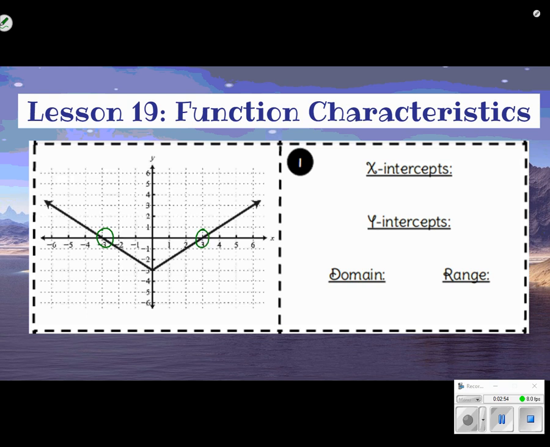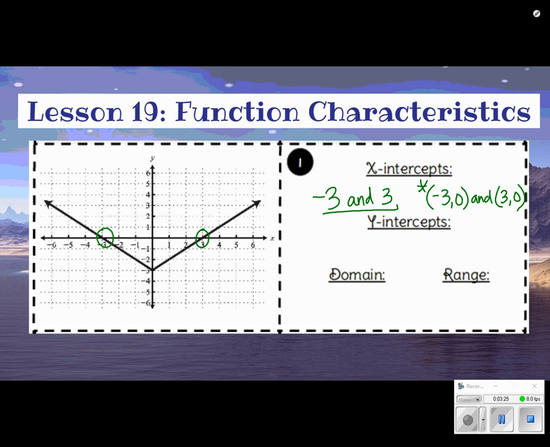Now you can write -3 and 3, but what you're going to see me write is that it's occurring at, and these are the ordered pairs, (-3, 0) and (3, 0). I'm okay with either of them, but I really like writing them as ordered pairs so that you can see that they are x-intercepts by looking at their coordinate and seeing that the y values are 0.